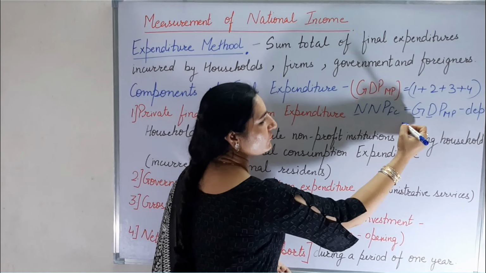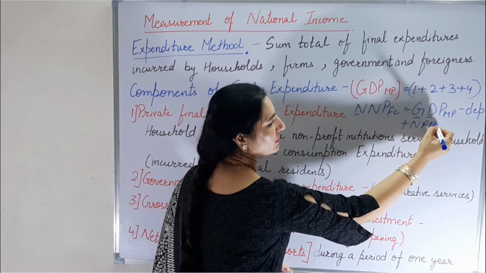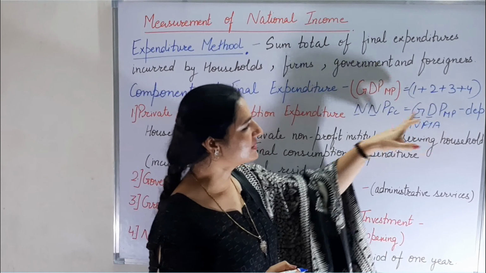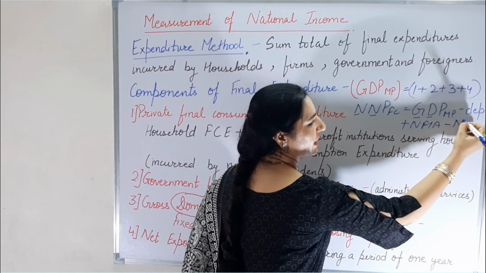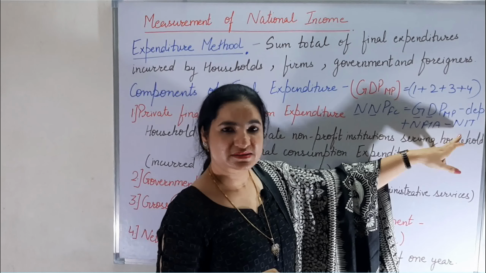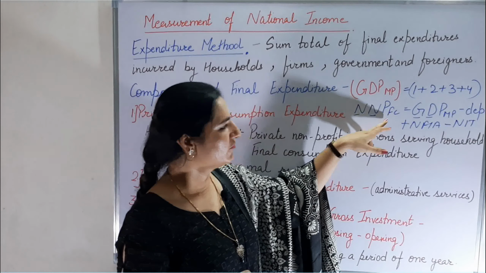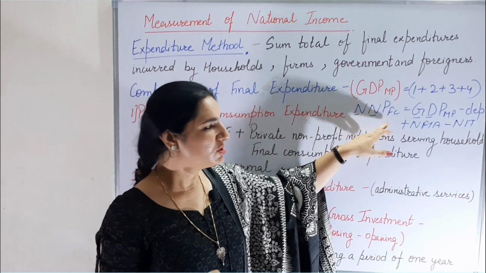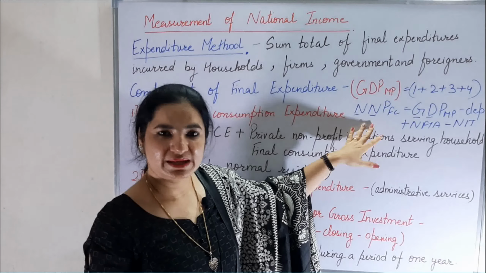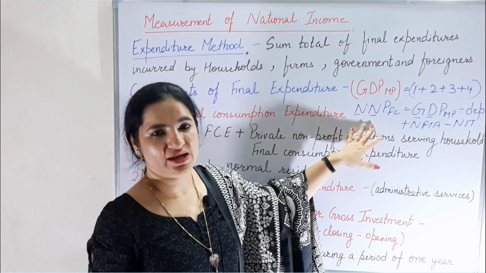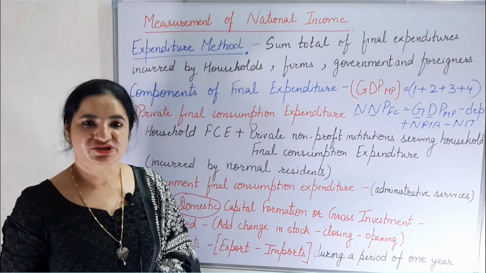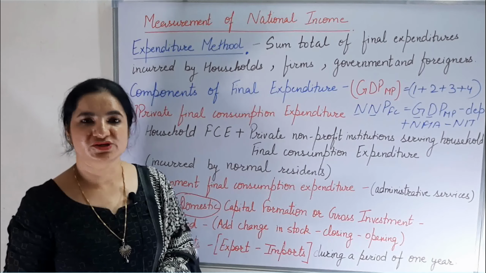This is domestic. When we add NFIA to domestic, we will arrive at national, and as this is at market price, we will deduct NIT from this, that is net indirect taxes, indirect taxes minus subsidies, and we will arrive at factor cost. So by making these calculations, we will be able to arrive at NNP at FC, which is actually the national income. So this is the procedure for calculating national income from the expenditure method.